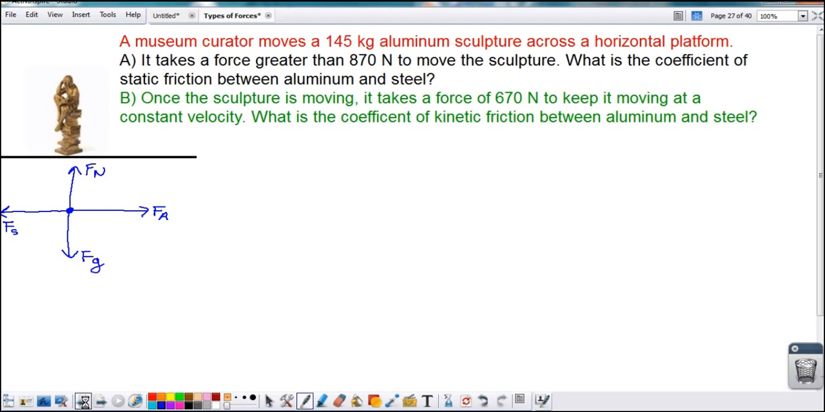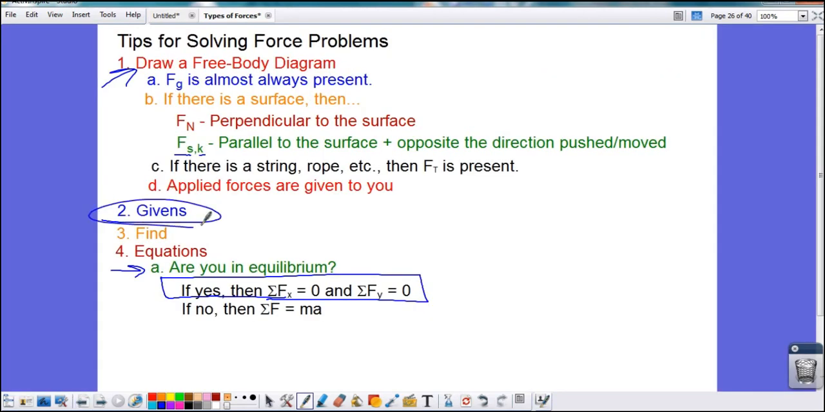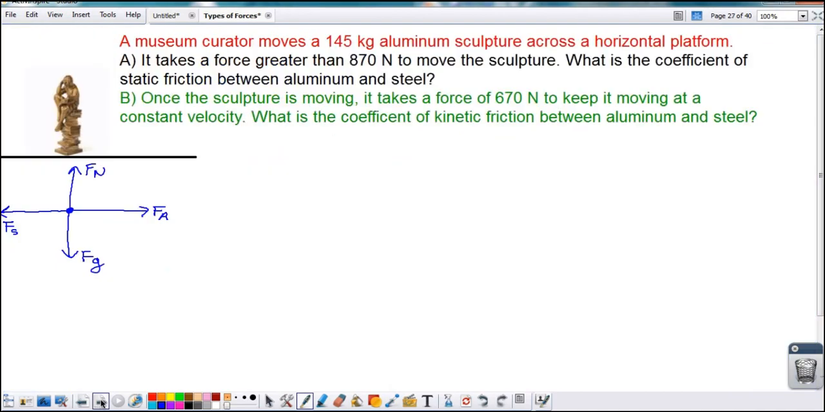Next, it says, write down your givens. Okay, so my givens, well, 145 kilograms. Kilograms is our unit for mass. So we know the mass of the sculpture is 145 kilograms. We know it takes a force greater than 870 to move the sculpture, okay? So it's not going to be moving. We're still going to apply this force. So our applied force is 870 newtons.